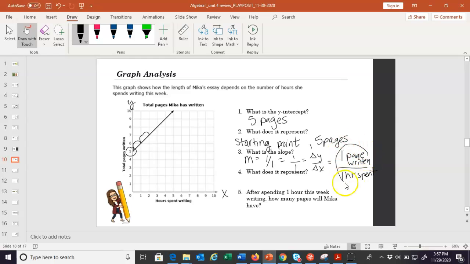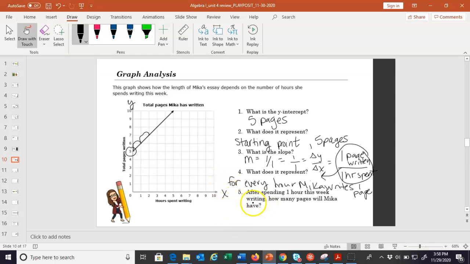I mean, that's what it means. That's the meaning. It represents that and you could rephrase it. You could say for every hour, Mika writes 1 page. That's kind of the explanation. For every hour, Mika writes 1 page. And that's just this example, right? It's going to depend on the slope.